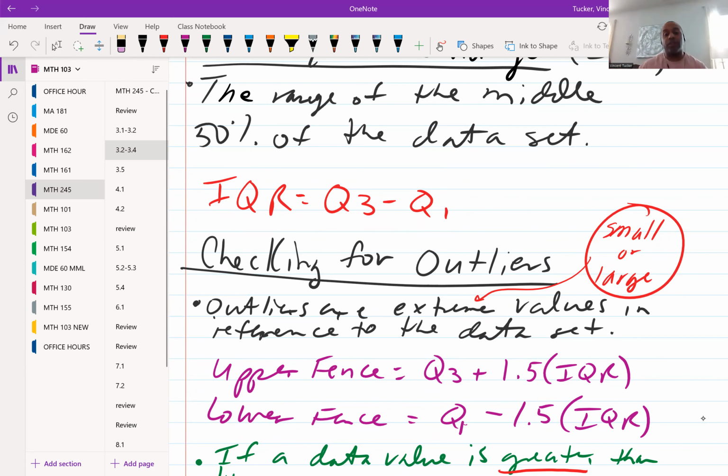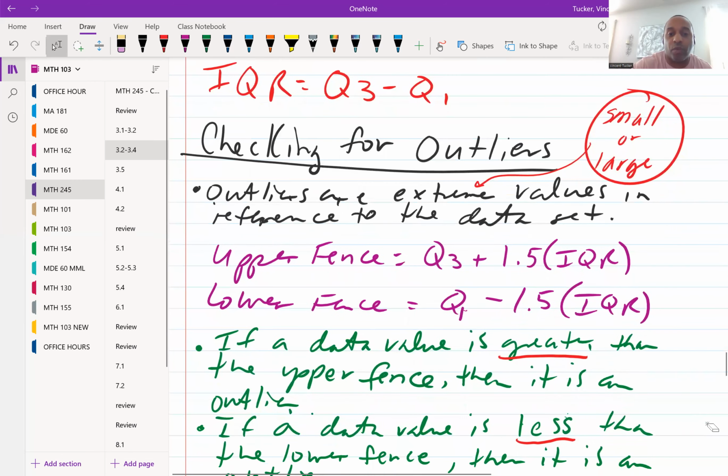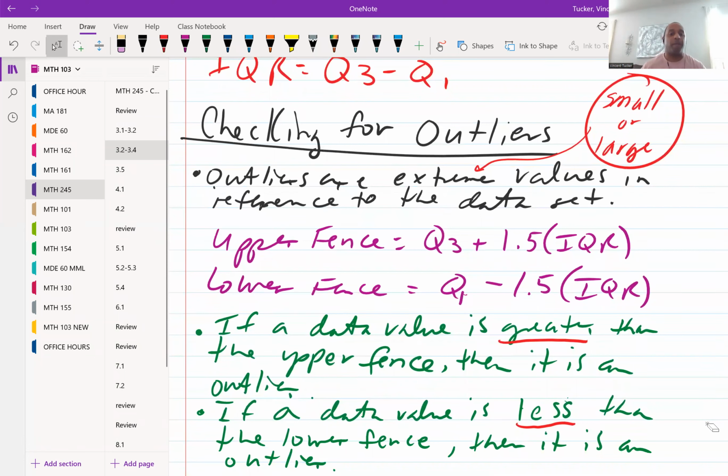If any number is greater than the upper fence, then it is an outlier. If it's less than the lower fence, then it is an outlier. So you're going to have these boundaries or fences that will establish if you have an outlier or not.